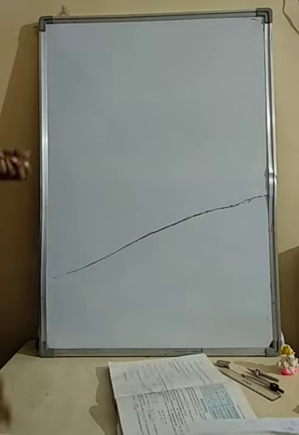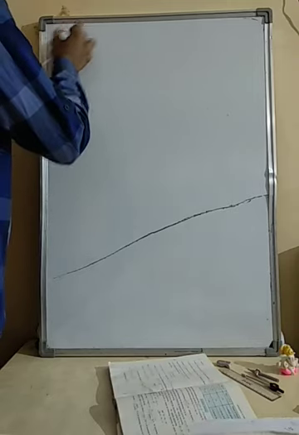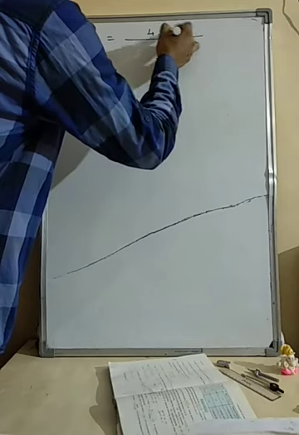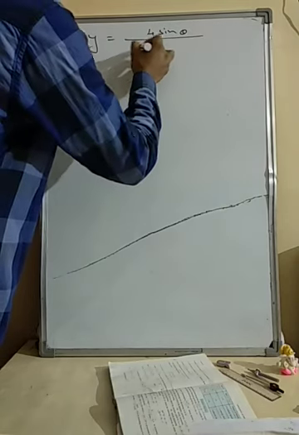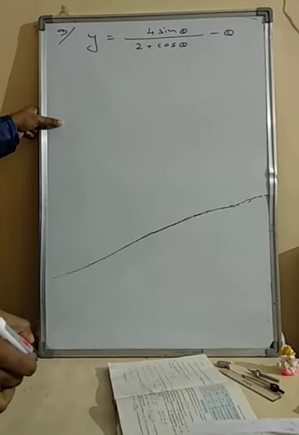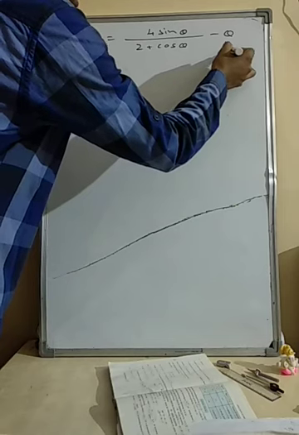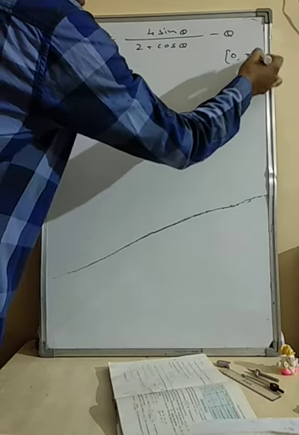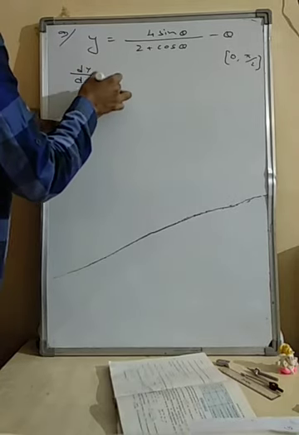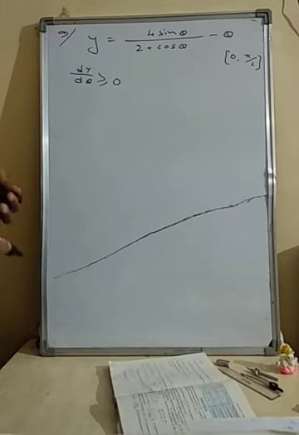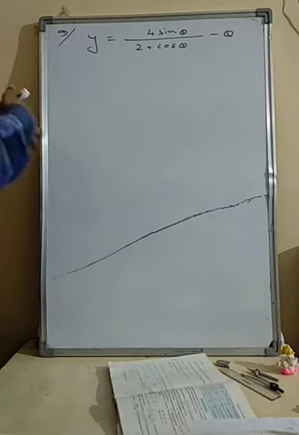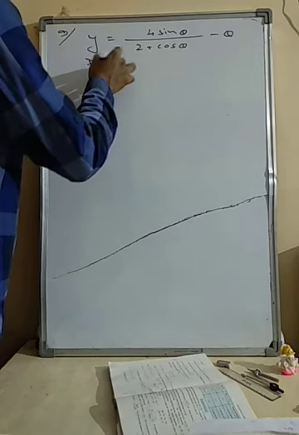Question number 9 is given: y equal to 4 sin theta divided by (2 plus cos theta) minus theta is an increasing function in the interval 0 to pi by 2. In 0 to 90, I have to show dy by d theta is greater than or equal to 0, because it is again increasing, so the equal sign will be there. So first of all, we are going to differentiate it with respect to theta.